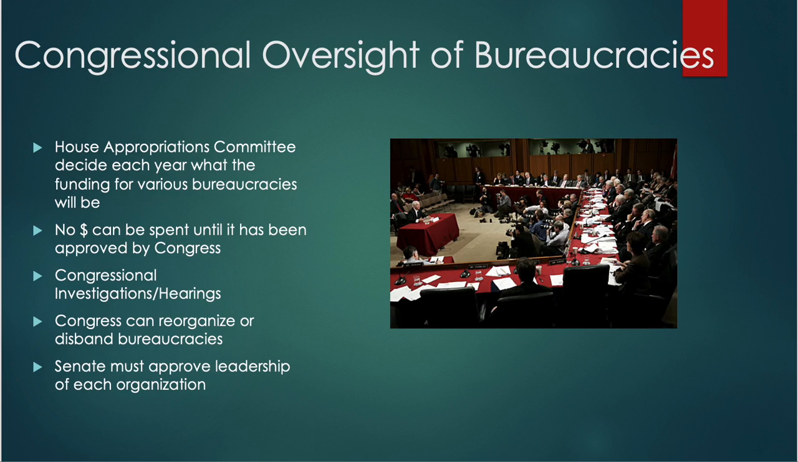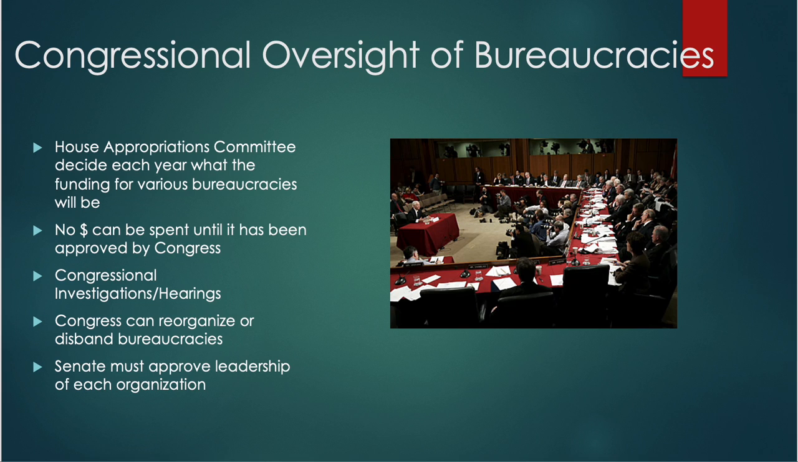Another thing that Congress has over these departments and bureaucracies, they have oversight. First off, we have the Appropriations Committee, who deals with all the money, and they decide who gets the money. So they decide within the budget what departments are getting what type of money and how much, and they tell them how to spend it.